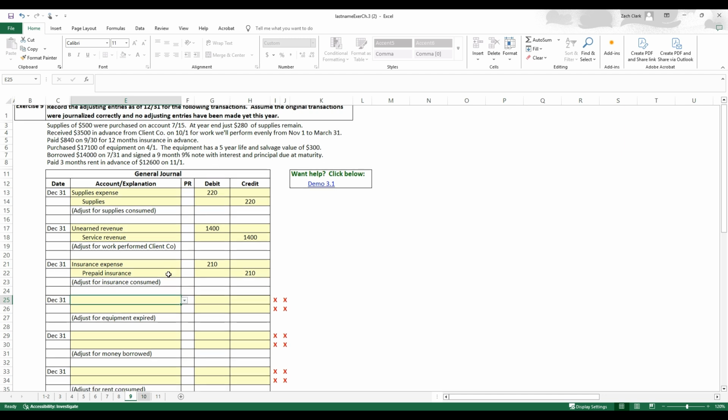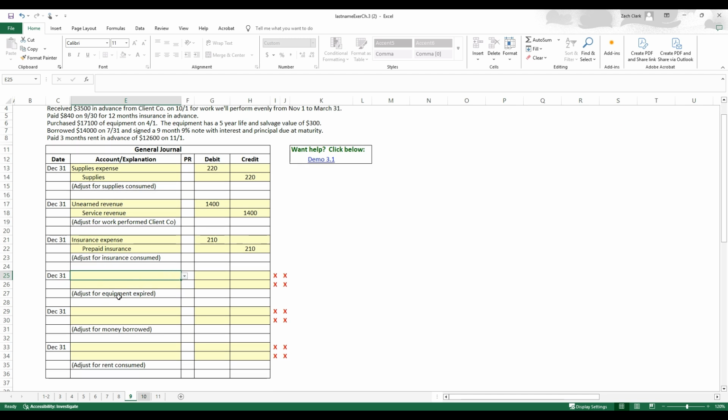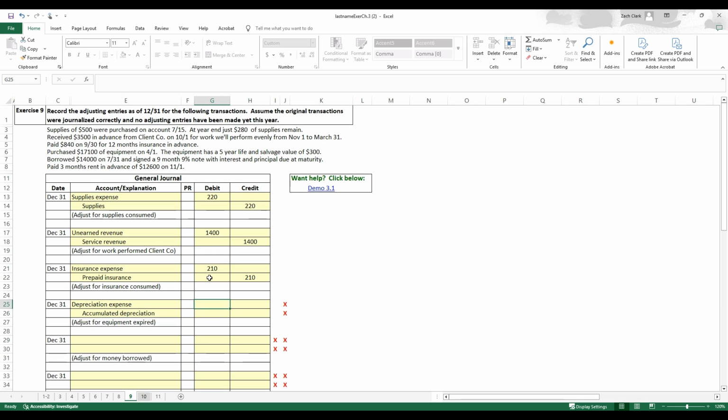Okay, so we want to adjust for equipment depreciation that has expired. So let's go through and do our depreciation expense. We've got accumulated depreciation as our contra asset, our credit. And let's do our formulas here. So we have a $17,100 piece of equipment. Subtract the salvage value, divide by 60. So that's 5 times 12, 60 months. So that would be per month, this amount here, 280.